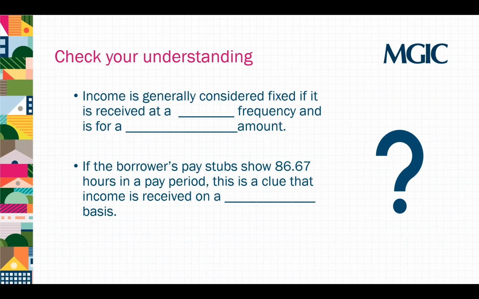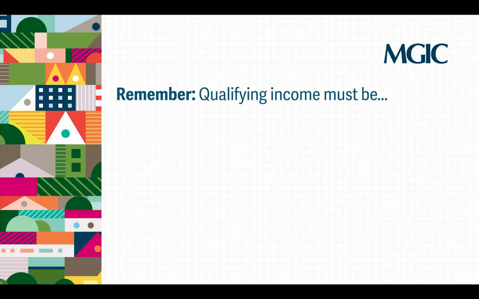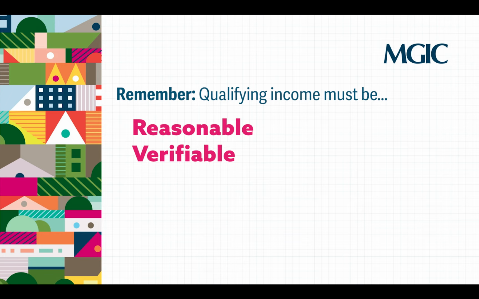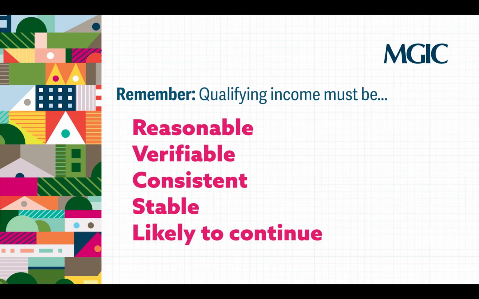Let's go over them together. Income is generally considered fixed if it is received at a regular frequency and is for a predetermined amount. If the borrower's pay stubs show 86.67 hours in a pay period, this is a clue that the income is received on a semi-monthly basis. Remember, qualifying income must be reasonable, verifiable, consistent, stable, and likely to continue.